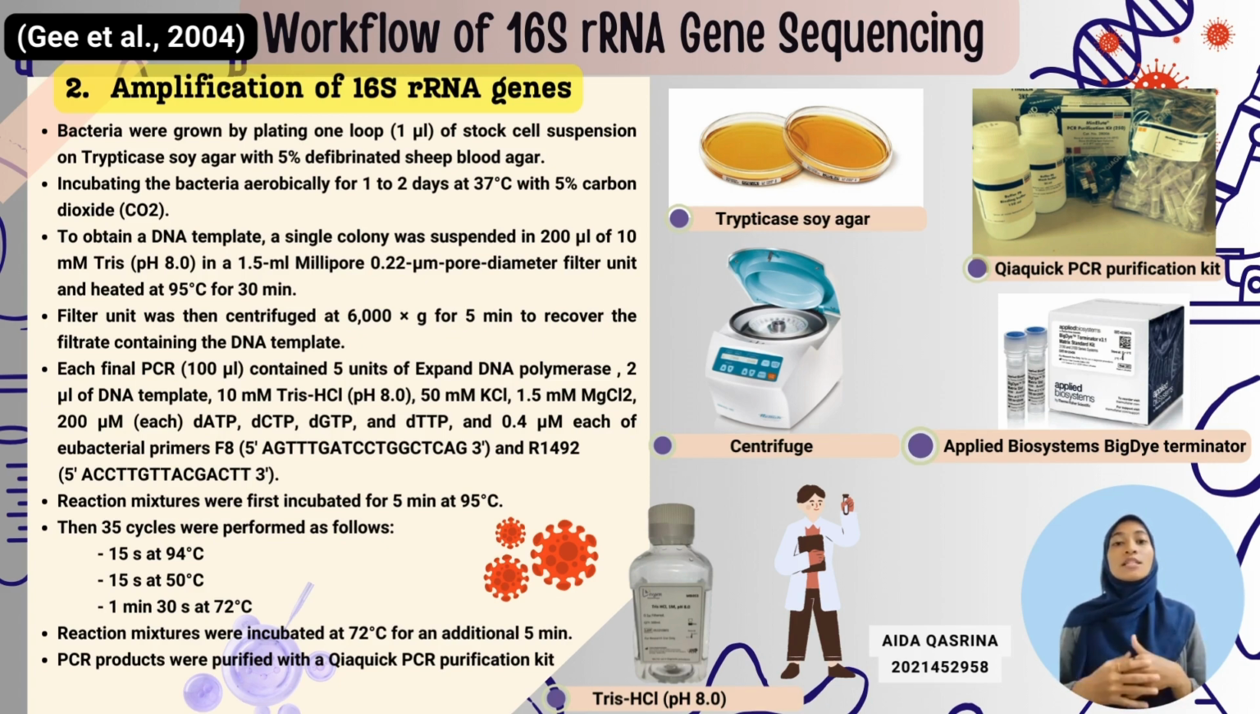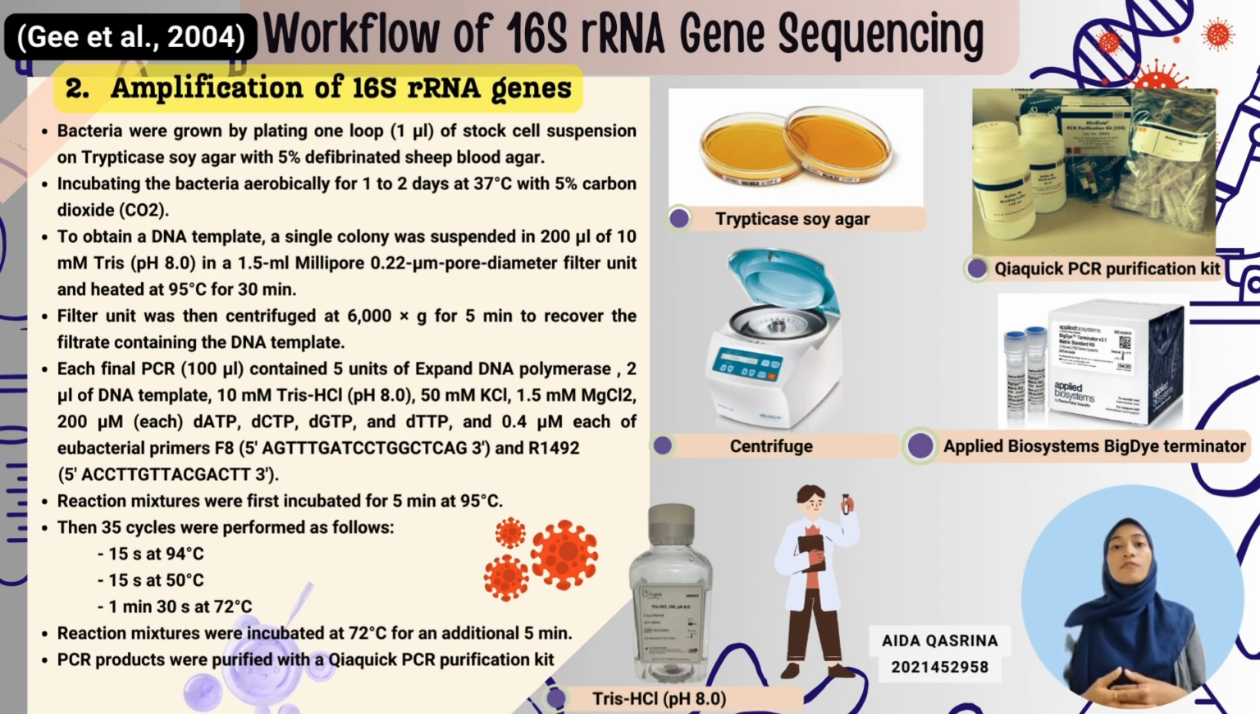Each final PCR, which is 100 microliters, contains 5 units of Expand DNA polymerase, 2 microliters of DNA template, 10 millimolar Tris-HCl with pH 8, 50 millimolar KCl, 1.5 millimolar MgCl2, 200 micromolar each of dATP, dCTP, dGTP, and dTTP, and 0.4 micromolar each of Eubacteria primers F8 and R1492.